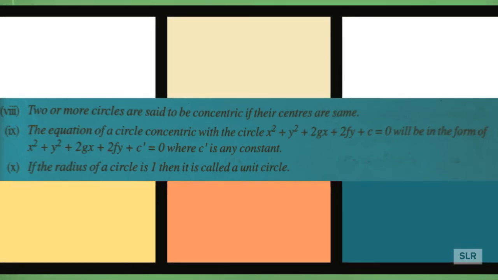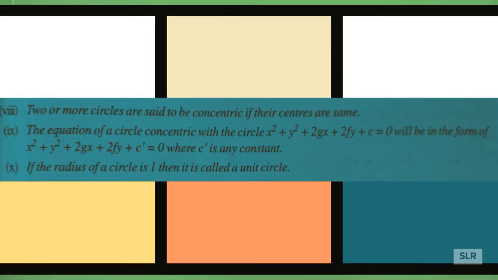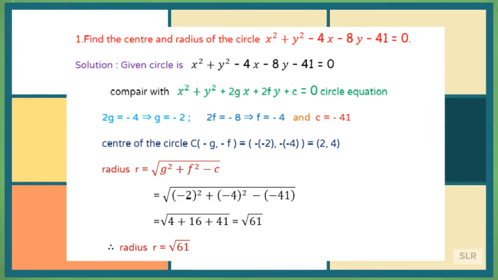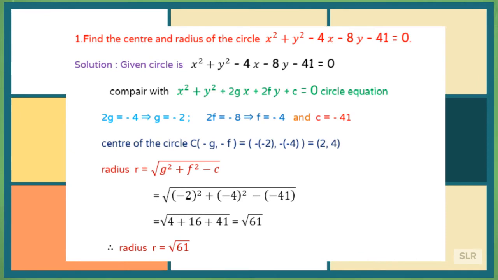Next point: if the radius of a circle is 1, then it is called a unit circle. Unit circle has radius 1. Find the center and radius of the circle x² + y² - 4x - 8y - 41 = 0. Here the circle equation is given. Find the radius and center of the circle.